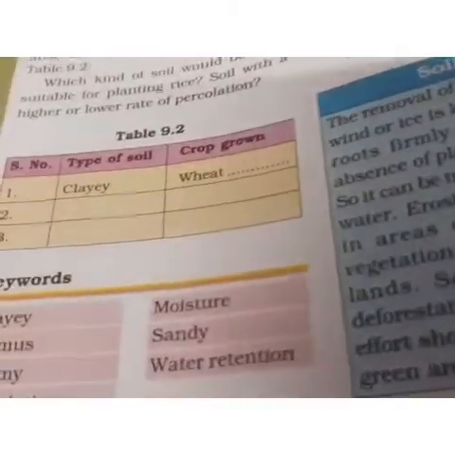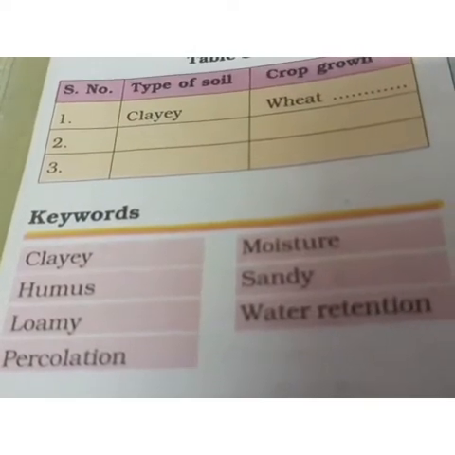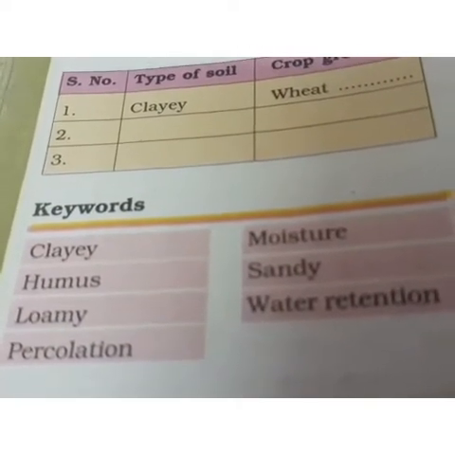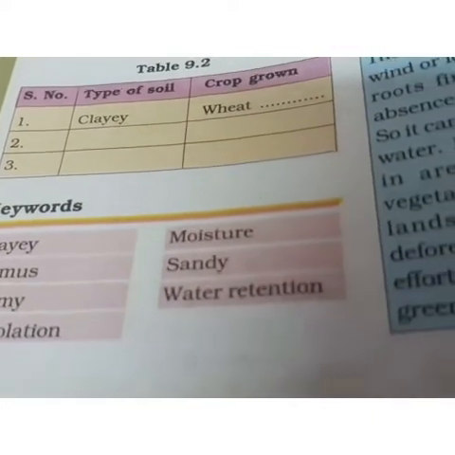Now, dear children, with this we come to the end of this lesson, but here are certain keywords that you have to write. Those keywords you will write in your notebook, classwork one time and homework one time. Clay, humus, loamy, percolation, moisture, sandy, and water retention. Now, next is the exercise that you have to do.